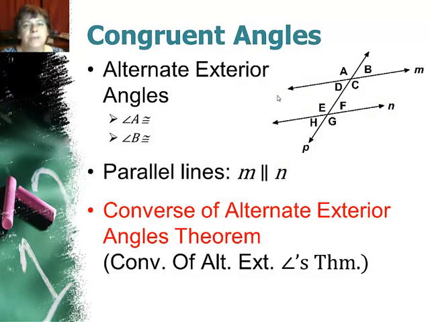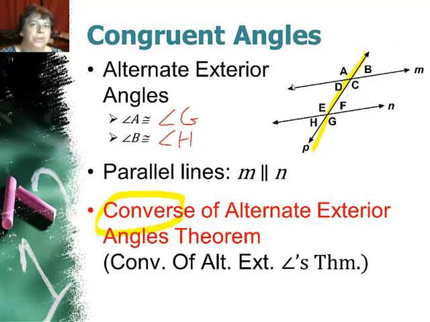The last set of congruent angles are the alternate exterior angles. Again, here's my transversal, line P. We're showing lines M and N are parallel, and I'm using the converse of the alternate exterior angles theorem. If I show angle A and angle G are congruent, or angle B and angle H are congruent, that is sufficient to show that the lines are parallel.